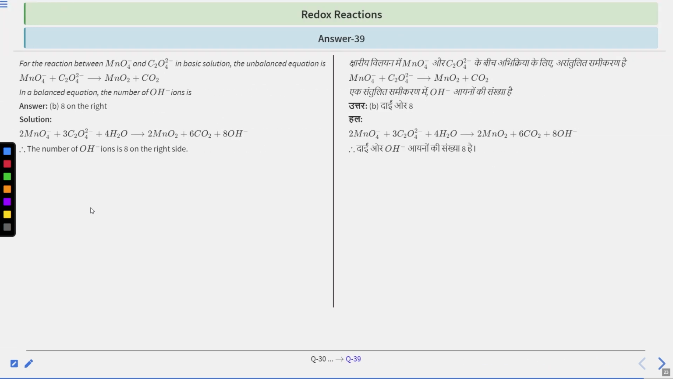Okay, so let's see. The correct answer is option B, that is 8 on the right. This is the balanced equation for the unbalanced equation given in the question: 2MnO4- plus 3C2O4 2- plus 4H2O giving us 2MnO2 plus 6CO2 plus 8OH-. Okay. So the number of OH- ions is 8 on the right side in the balanced equation. Right. And thus option B is the correct one, that is 8 on the right, because we were asked the number of OH- present in the balanced equation, which is 8 OH- on the right side of the equation. Thus option B is the correct answer.